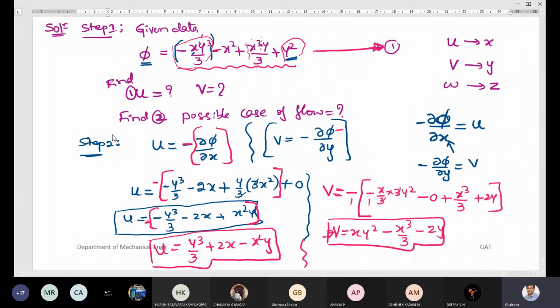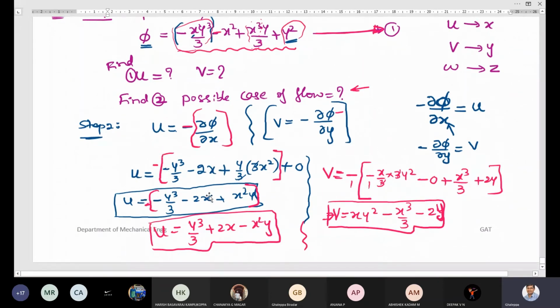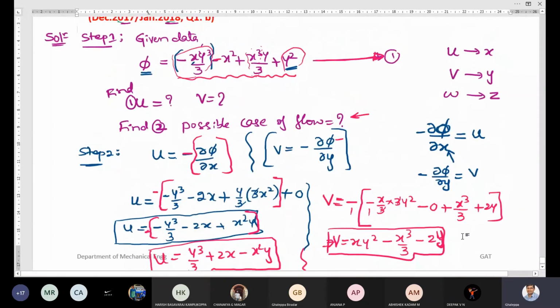First, as we have calculated this y, u also you have calculated, and v also you have calculated. Now the big challenge is whether the given equation is a possible case of flow or not. So what is the condition for checking whether it is a possible case of flow or not? We need to satisfy the Laplace equation. So step number 3 I will write.